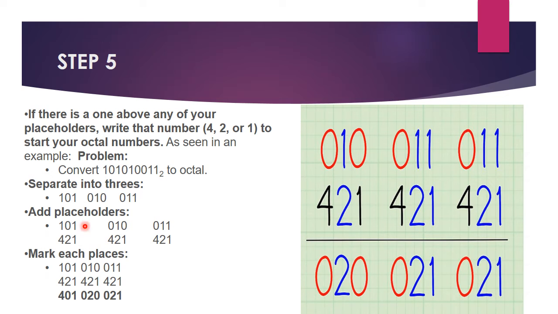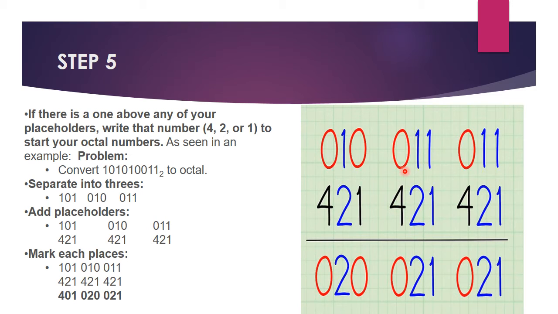Next step, if there is a 1 above any of your placeholders, write that number to start your octal number. Suppose in this first pair, there is a 1 above this one, and above this 2 there is also a 1. So write this 2 and 1, you will write over here. And above this 4 it is 0, so write 0 over here.